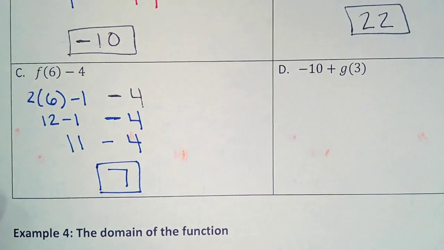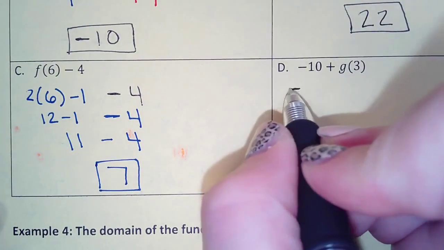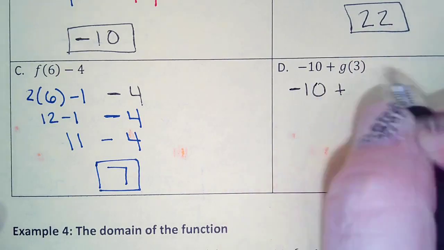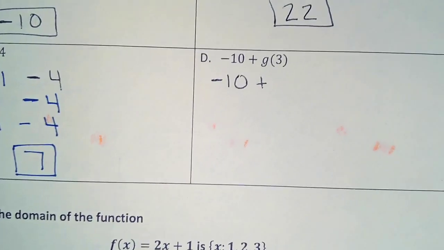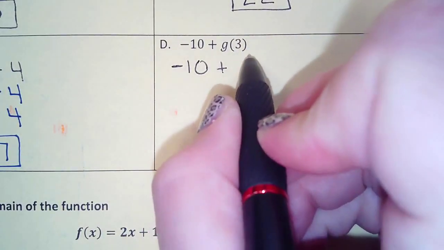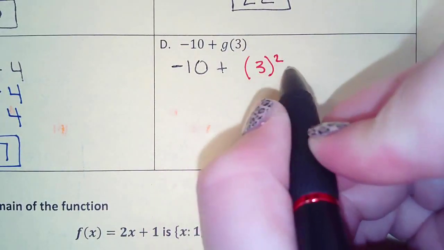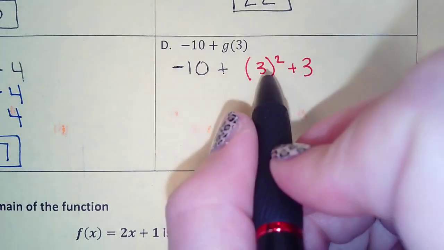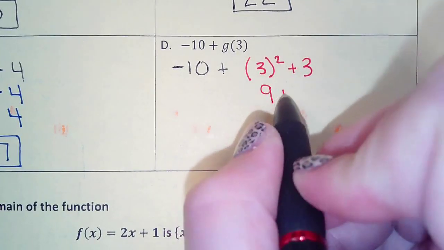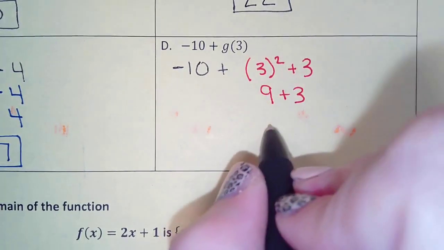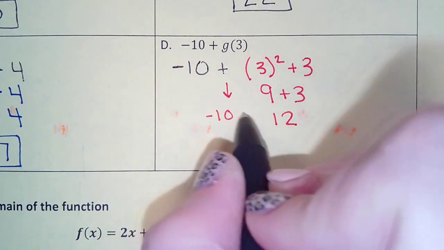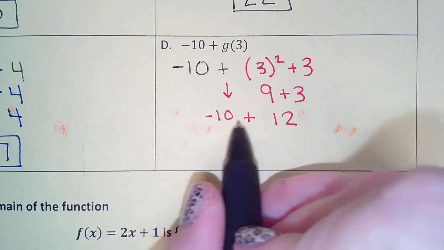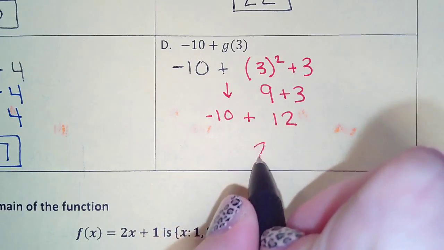Okay, lastly, this time I have the negative 10, and then we're going to add plugging in 3 for our g function. So that was my red. So I have 3 squared plus the 3. 3 squared is 9 plus 3. 9 plus 3 is 12. And we'll drop these down. So negative 10 plus 12 is a positive 2.